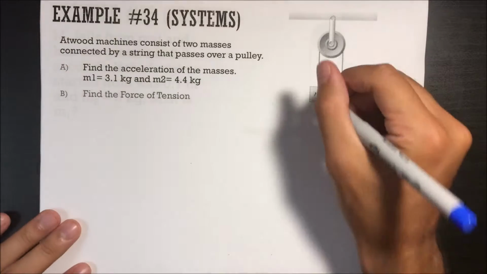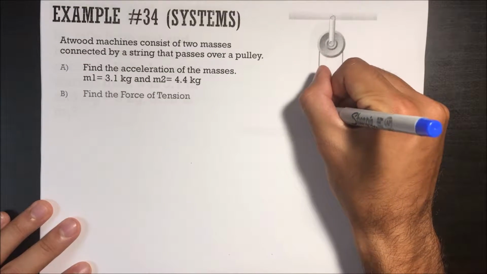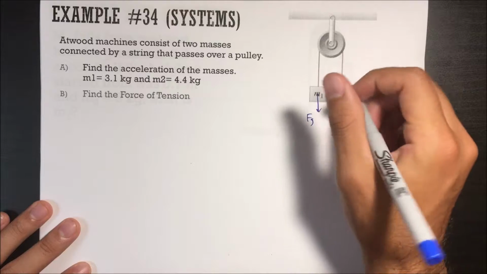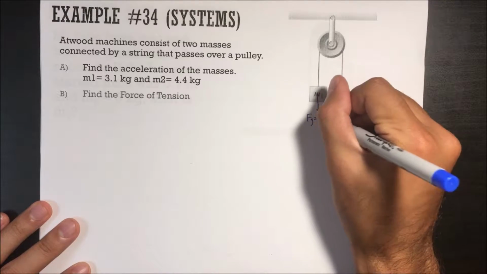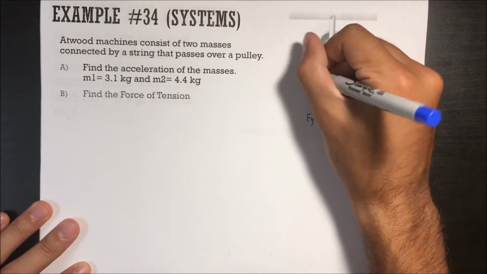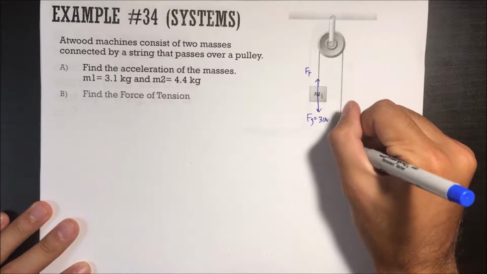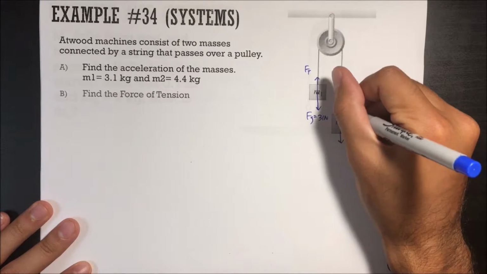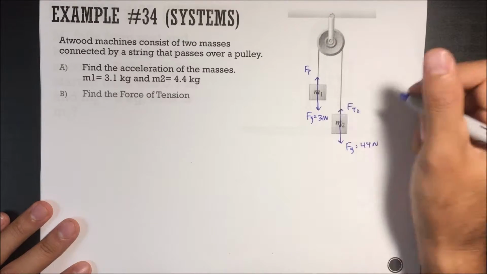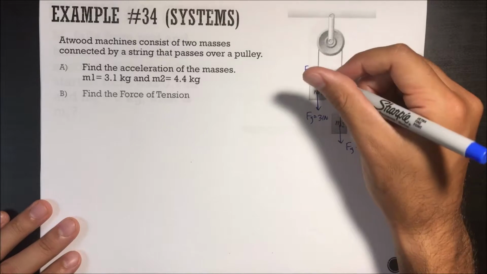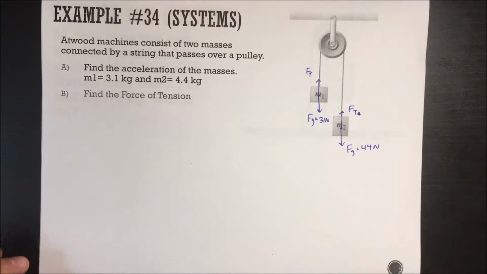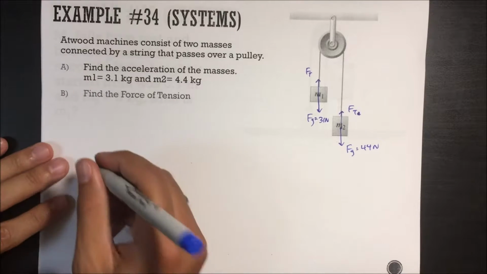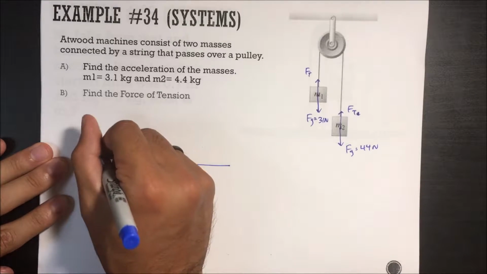What I'm going to first do is draw a free body diagram. Force of gravity, and this one is M1, so this is going to be equal to 31 newtons, and then force of tension. And this one here is force of gravity, equal to 44 newtons, and then force of tension this way. Actually, the force of tension is the same because this is the same string. So this looks different. However, what I want you to do is make this the same as the last problem. I'm going to have you just draw it out flat like this.